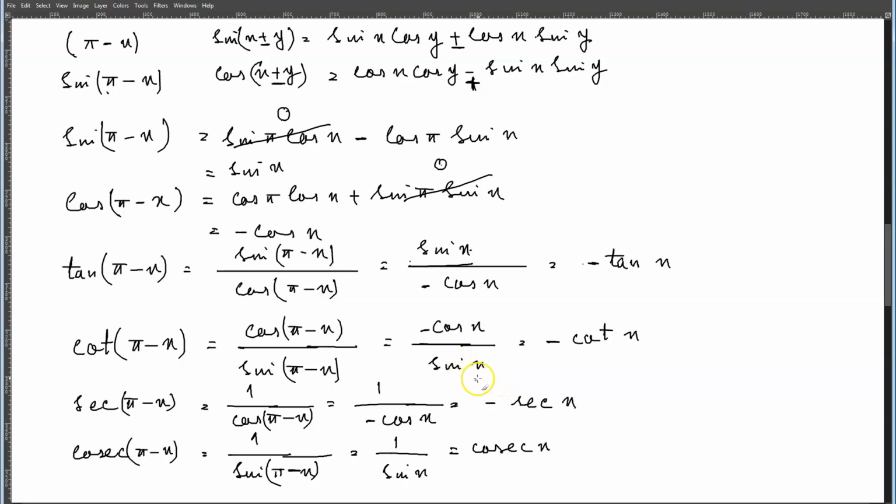So that is all the angles related to pi minus x, right? Or all the trigonometric ratios in terms of pi minus x. Then we have also pi plus x.